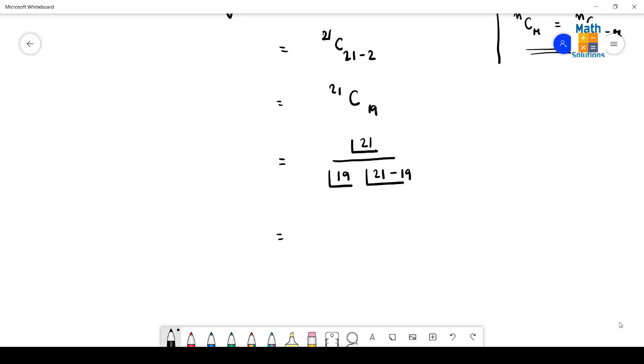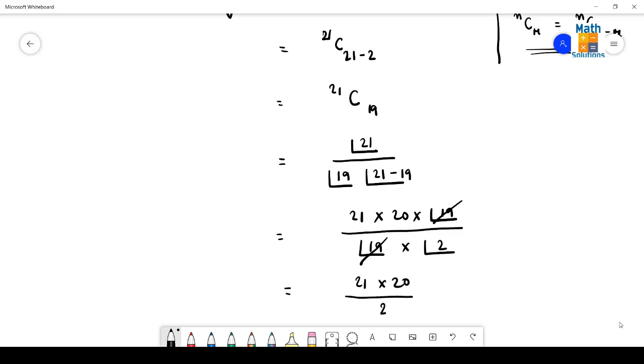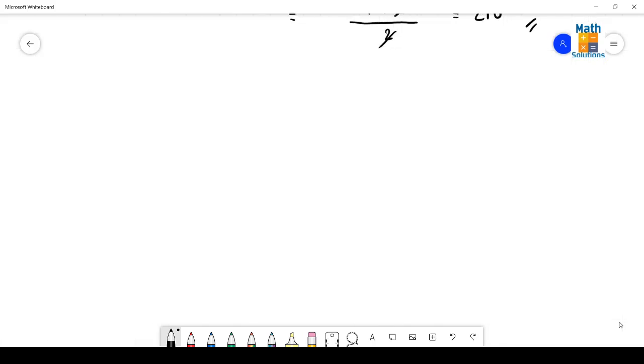So I get here 21 into 20 into factorial 19 divided by factorial 19 into factorial 2. These two got cancelled. So 21 into 20 by 2. After cancellation, I get back 210. So this is the answer for this part. Then, coming to the next question.